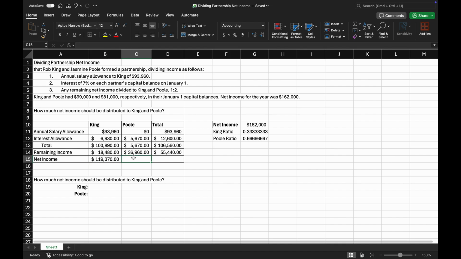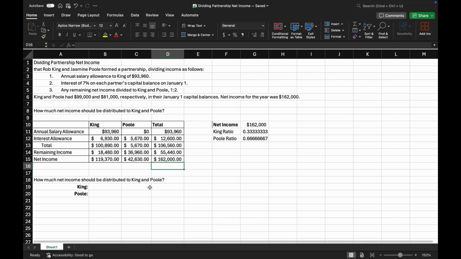For Poole, that'll be $36,960 plus $5,670, which comes out to $42,630 of net income allocated to Poole. Adding these two allocated incomes up, $119,370 plus $42,630 comes out to $162,000, which equals the net income for the year.